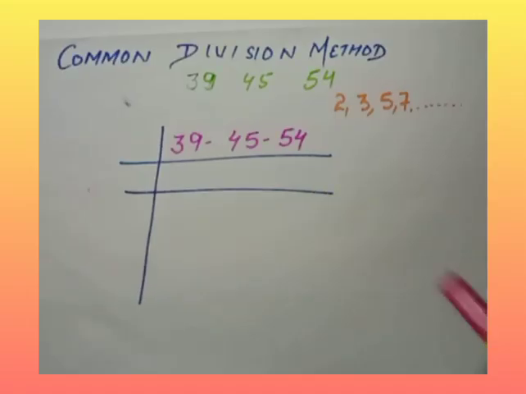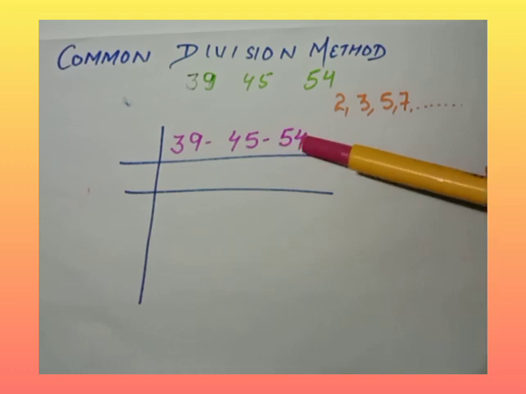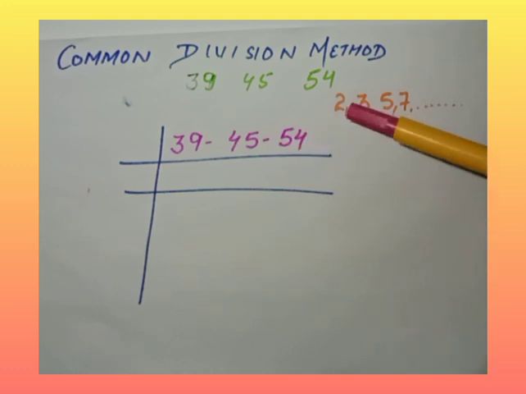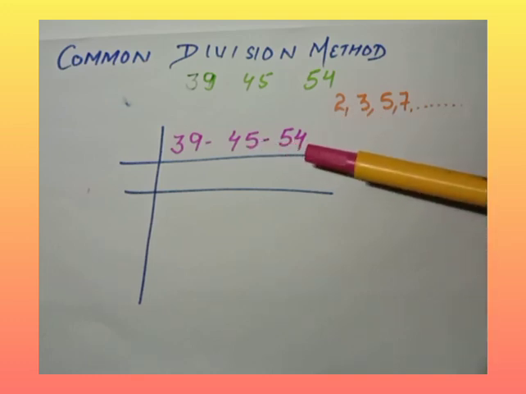Now the next method is the common division method. In this we have the numbers 39, 45 and 54. First of all, we will divide 39, 45 and 54 by a prime number. We have to look for a prime number which can divide at least two of the numbers. At least two numbers it should divide.